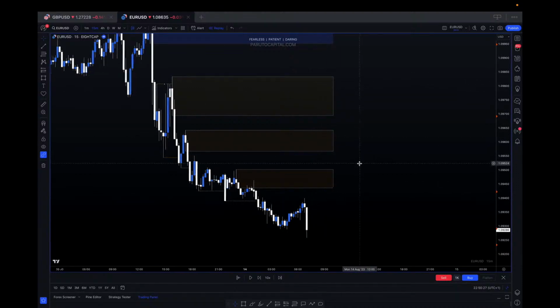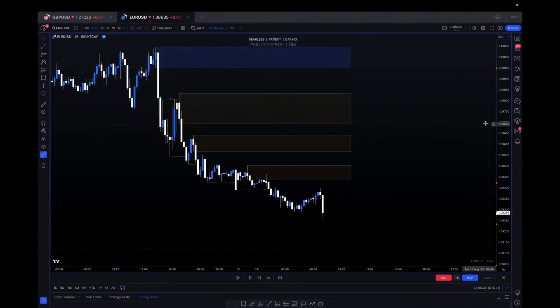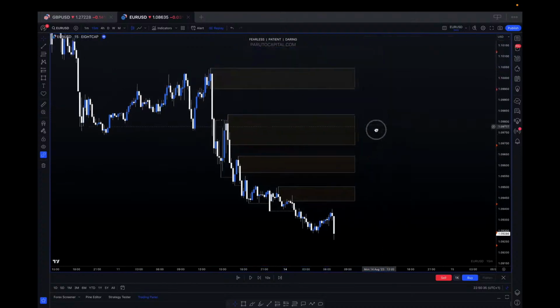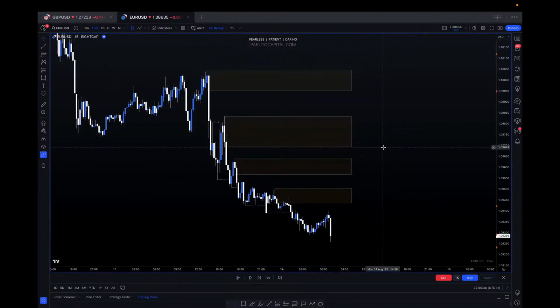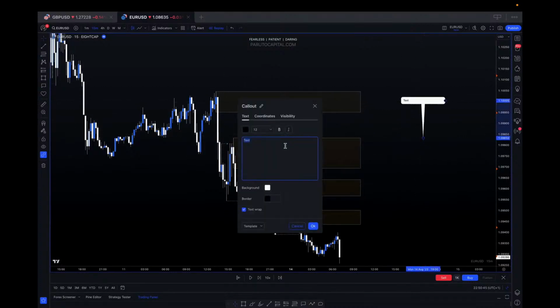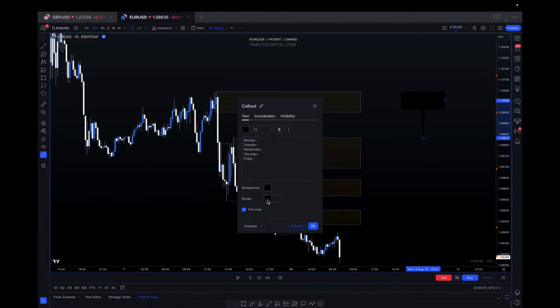Now, how do we determine where we're going to take our sells? Okay, because all of these areas are POIs that are possible areas for price to react to. And by the way, I think I have something I need to put out here. Okay, yeah, Monday. Need to be able to catch this, but the background should be black, right? And the border should be white.